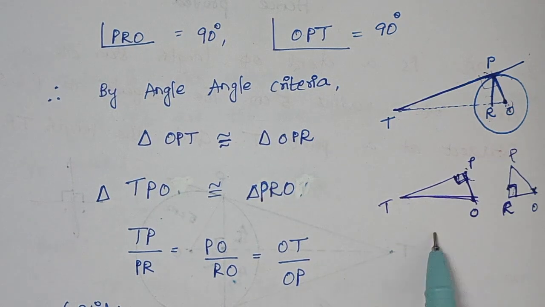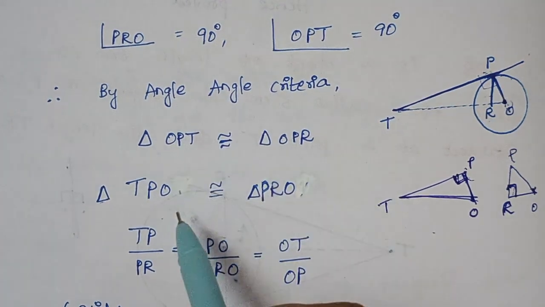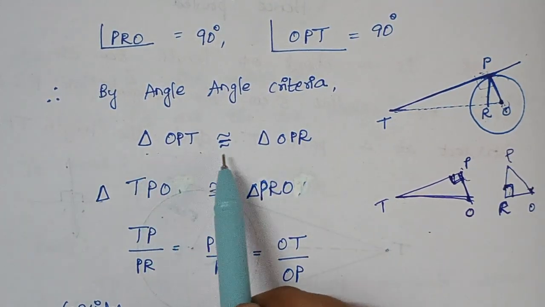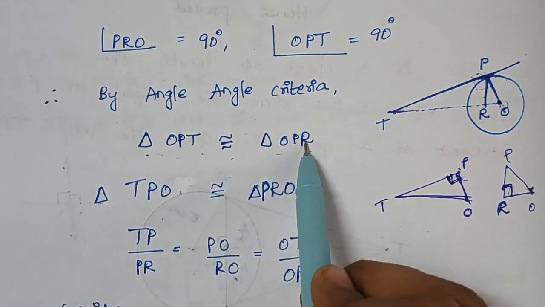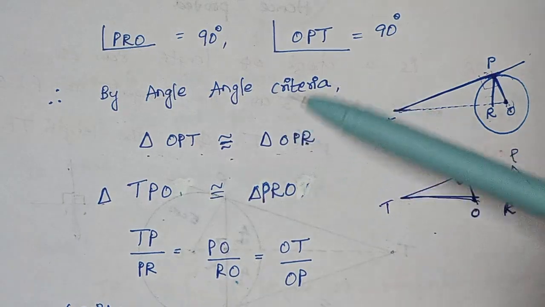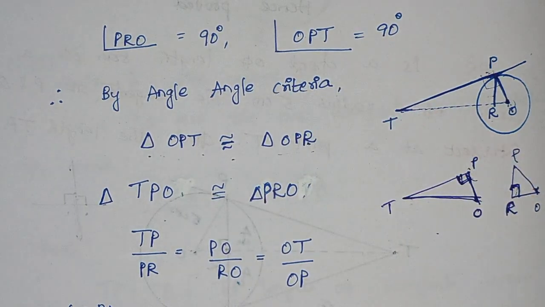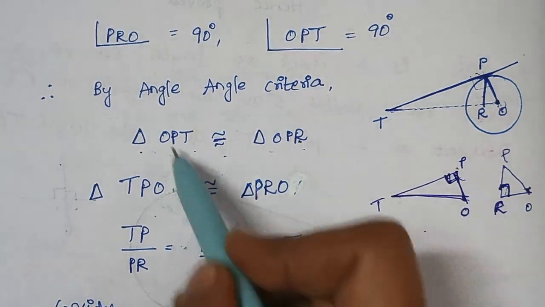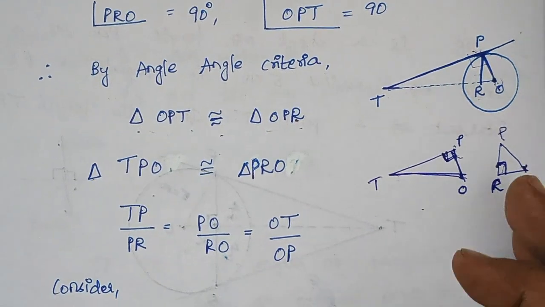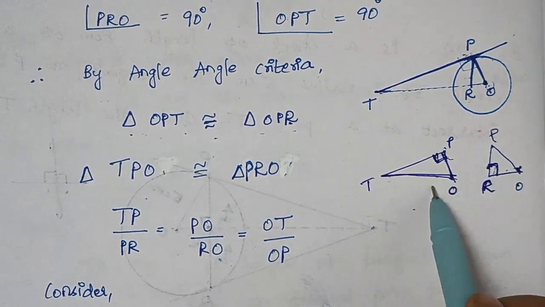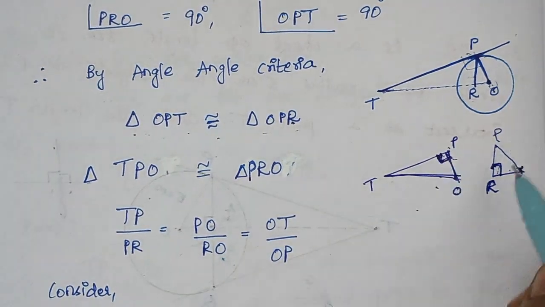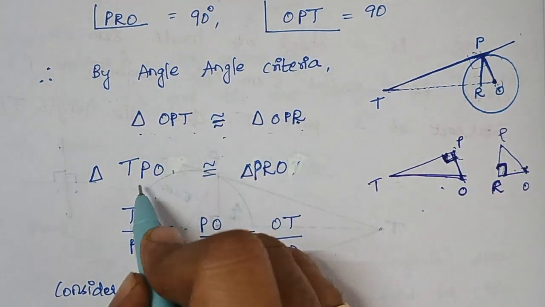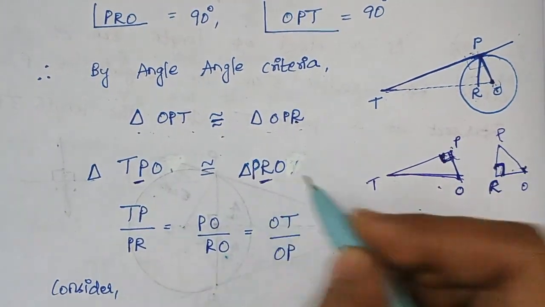Right. So while writing, you see, that is triangle OPT is similar to triangle OPR. Okay. But you should write this in a better way. Because only based upon this angle criteria, we are going to find the value of the side TP. So here in these two triangles, what is the angle that gives 90 degrees? In this triangle it is P and in this triangle it is R. So first write P and R.